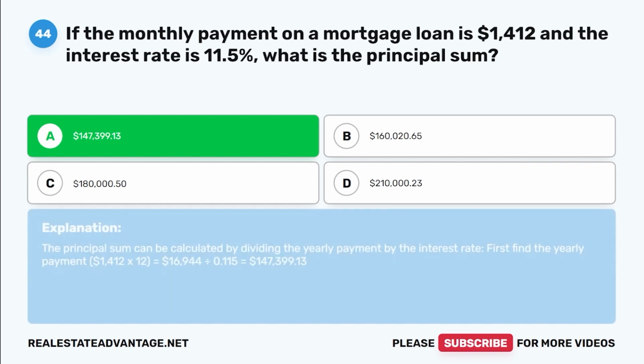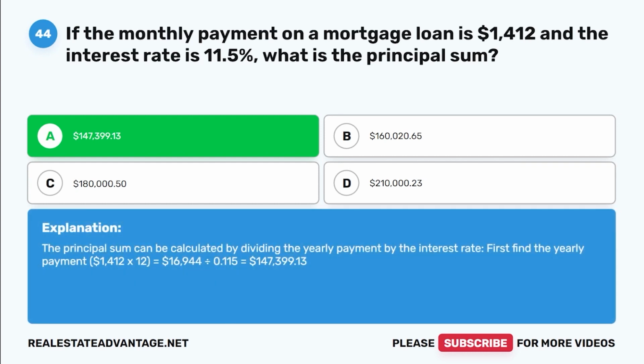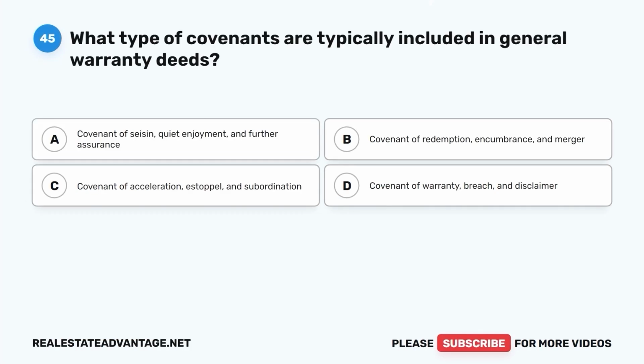$147,399.13. The principal sum can be calculated by dividing the yearly payment by the interest rate. First, find the yearly payment, $1,412 times 12, equals $16,944, divided by 0.115 equals $147,399.13.